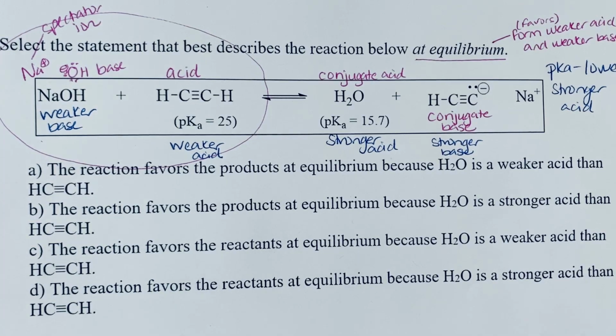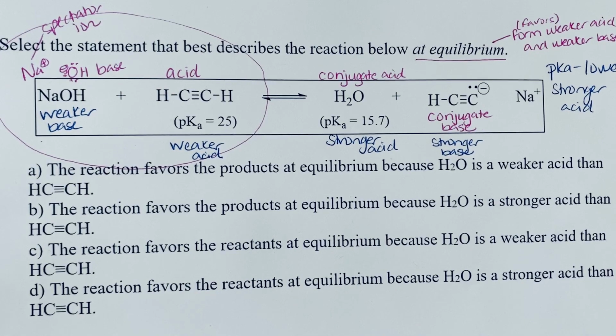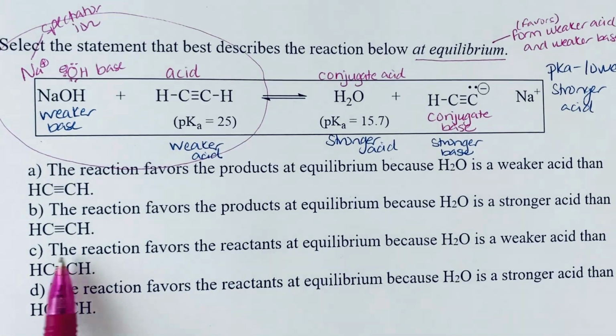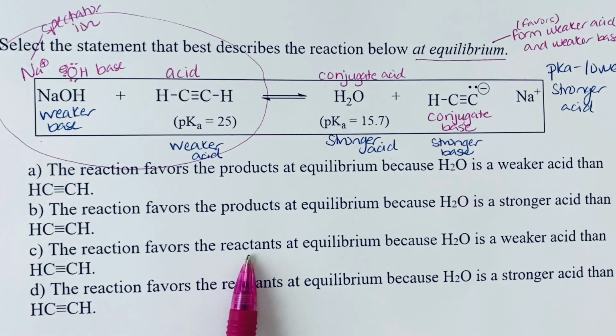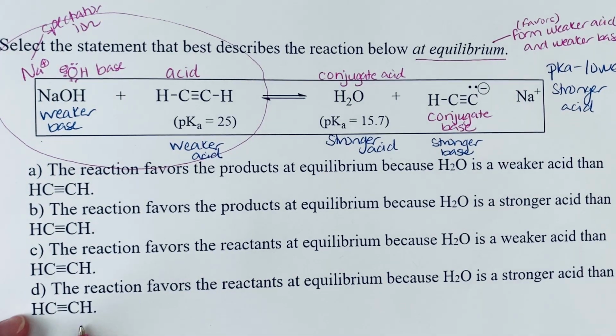And then we just need to find the statement that accurately describes what we have up here. So we can see only C and D talk about favoring the reactants, and D says that water is the stronger acid than acetylene, which is true. So this is the right answer.